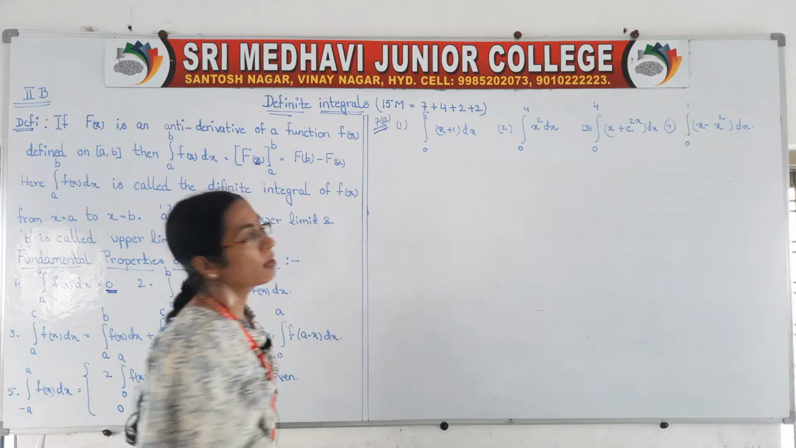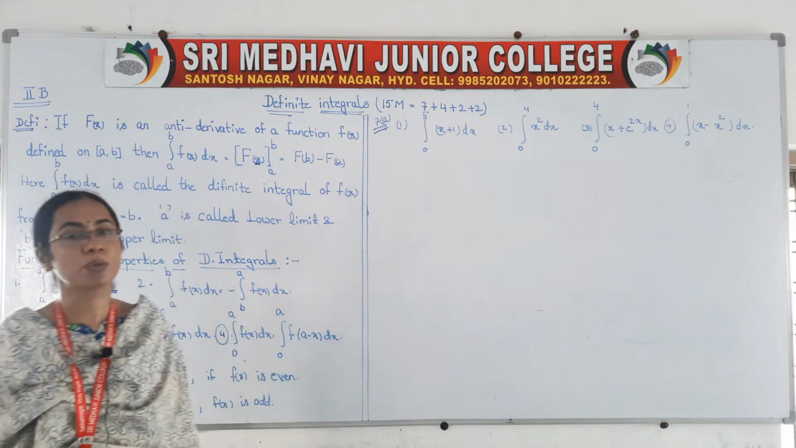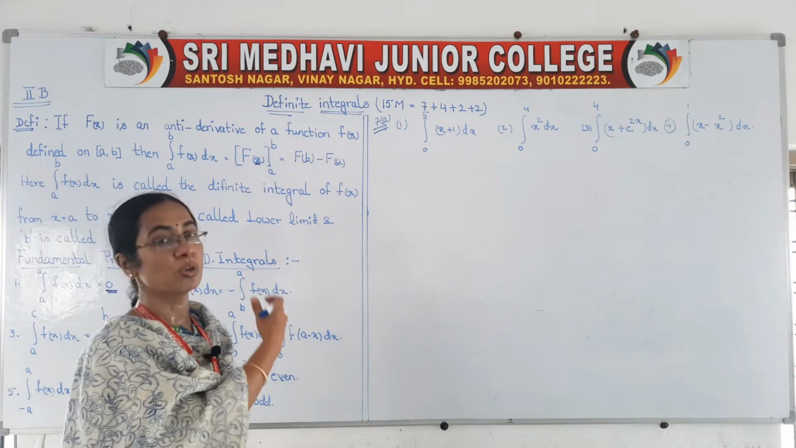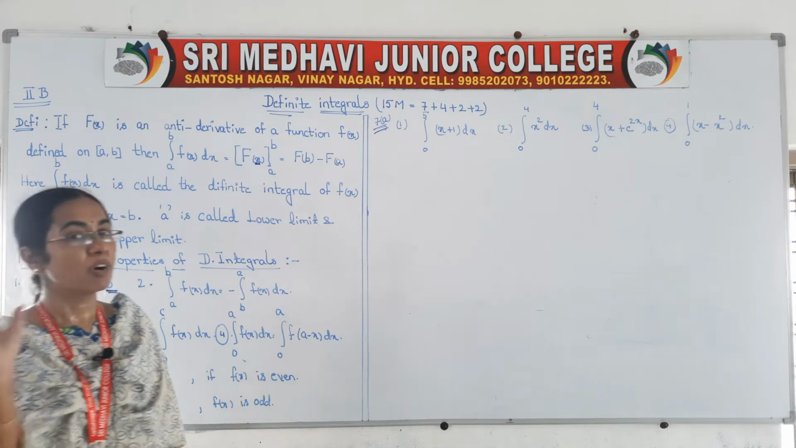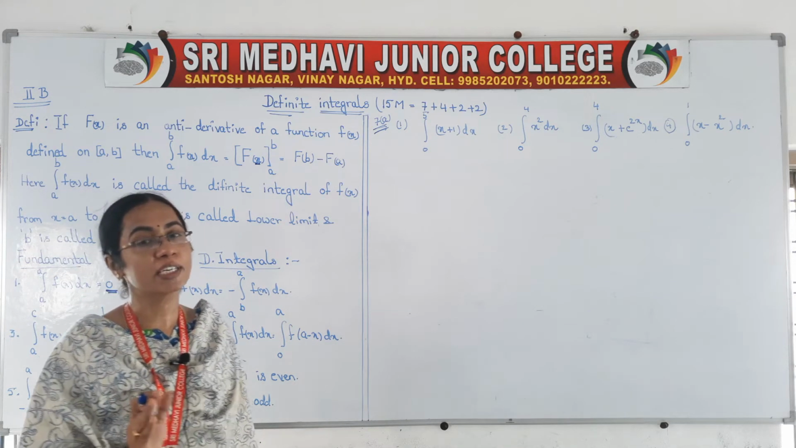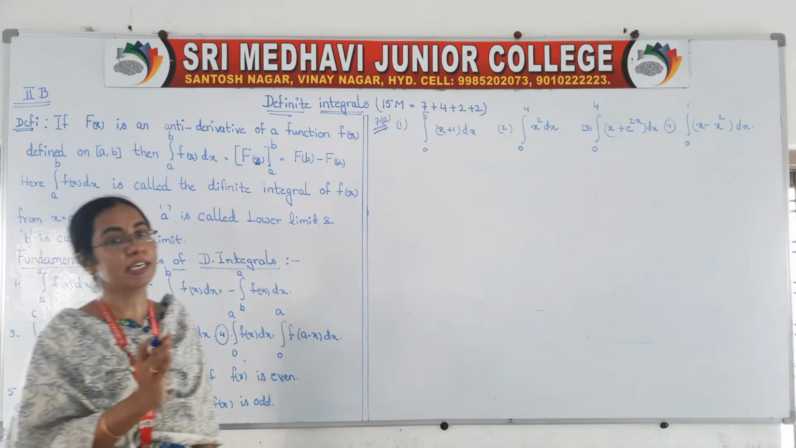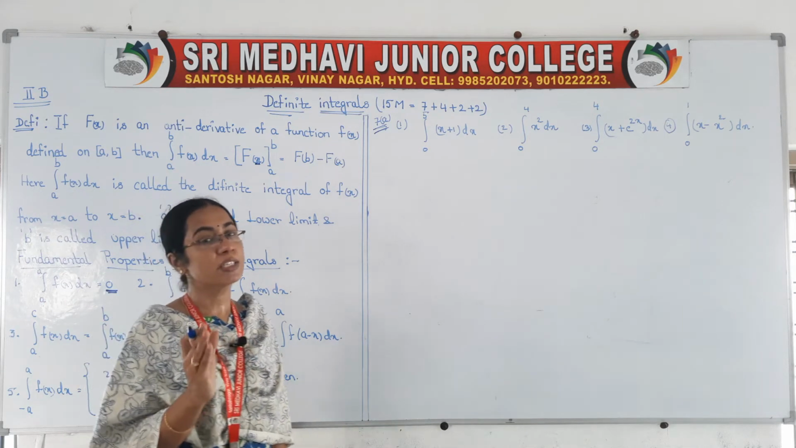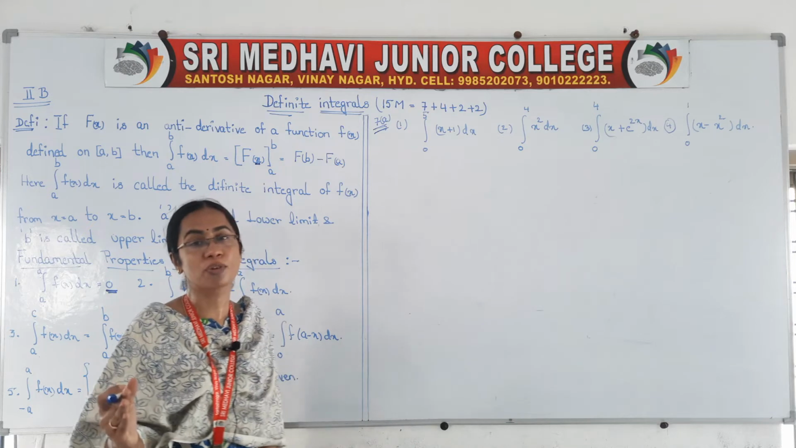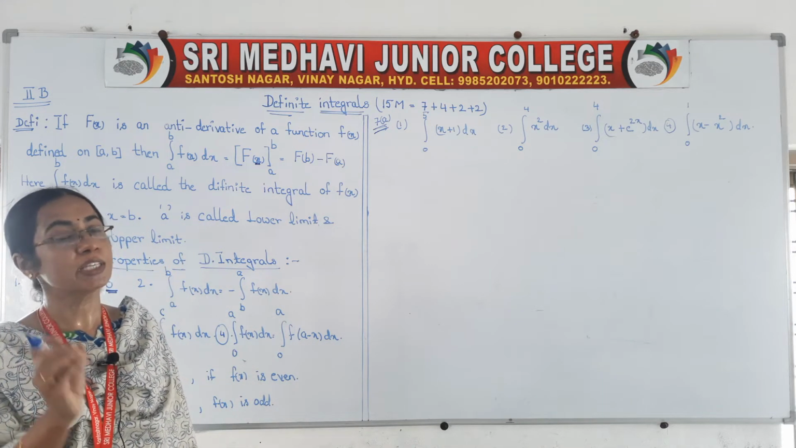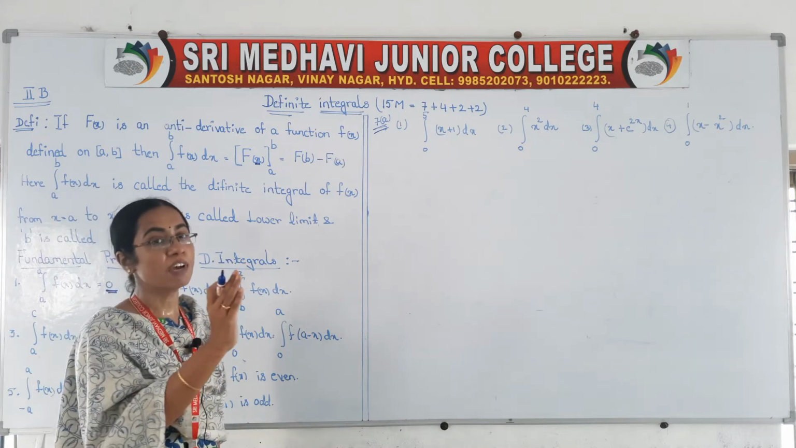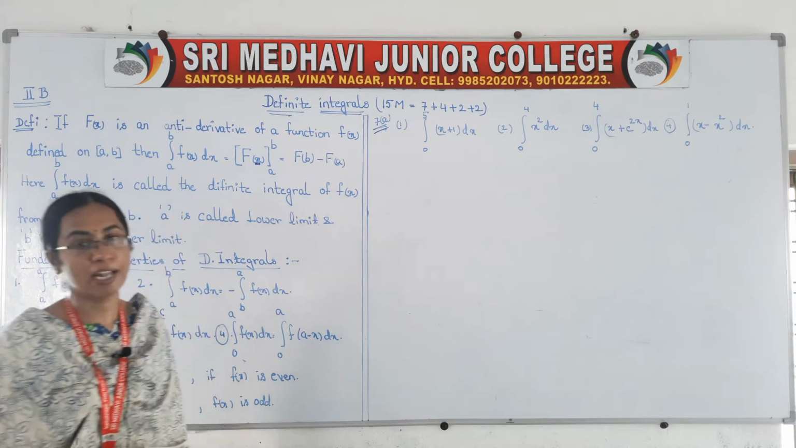In 7a we are having very simple problems so that you will get used to this process of definite integrals. What is the procedure of definite integrals? First we have to integrate the function. Next, on the right side of that function we have to write the limits. Next, in the function, in x place, first you substitute the a value minus the b value.